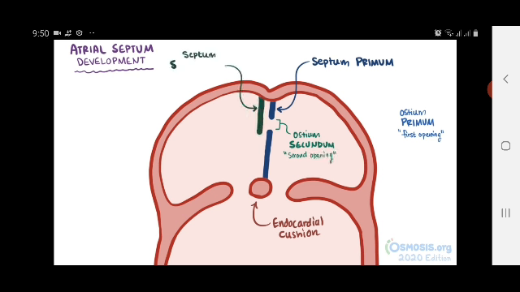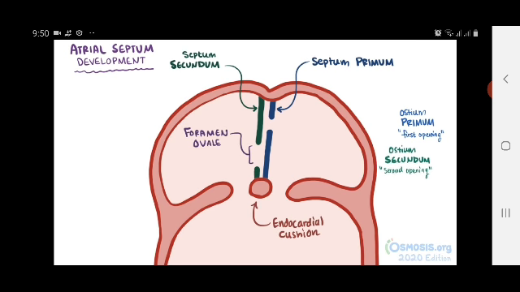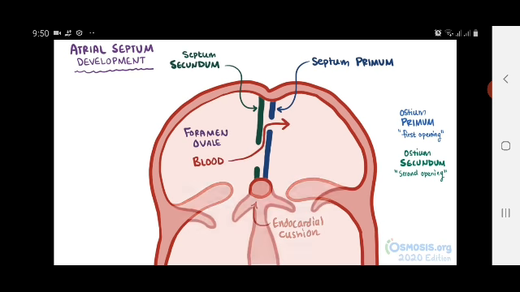Now we also have the septum secundum, which grows downward just to the right of the septum primum, and covers the ostium secundum like a curtain, leaving a small opening called the foramen ovale, and essentially creating a makeshift valve that allows blood to go from the right atrium to the left atrium, but not the other way.